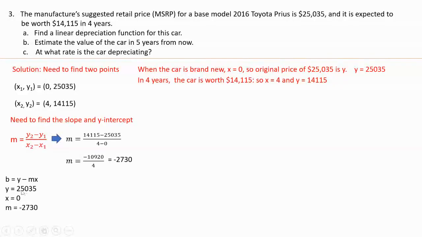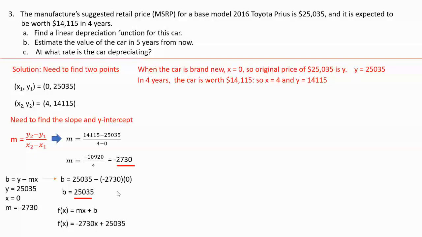Now I need to find my b. b equals y minus mx. It's always wise to use the smaller point, which in my opinion will be the 0 and 25,035. So my y is 25,035, my x is 0, and my slope is negative 2,730. We plug them into the formula, so we get 25,035. So my equation, I found my slope, I found my b, we just plug them in. The equation we're looking for in part A is f of x equals negative 2,730x plus 25,035. That'll be the answer for the A part.